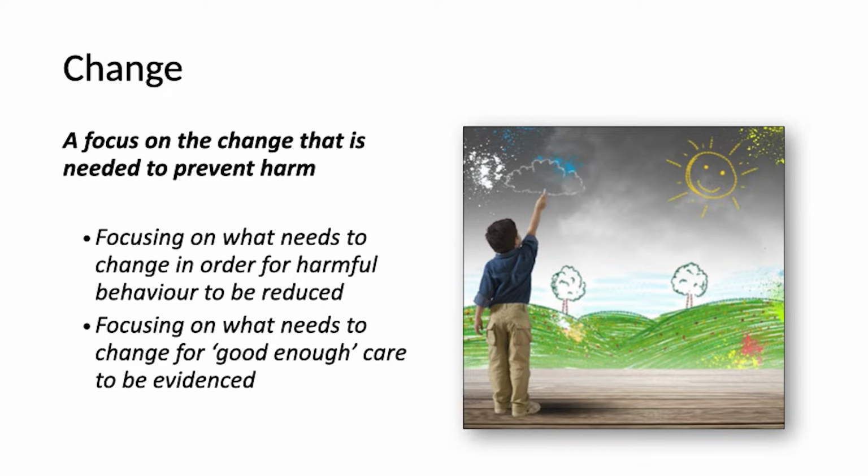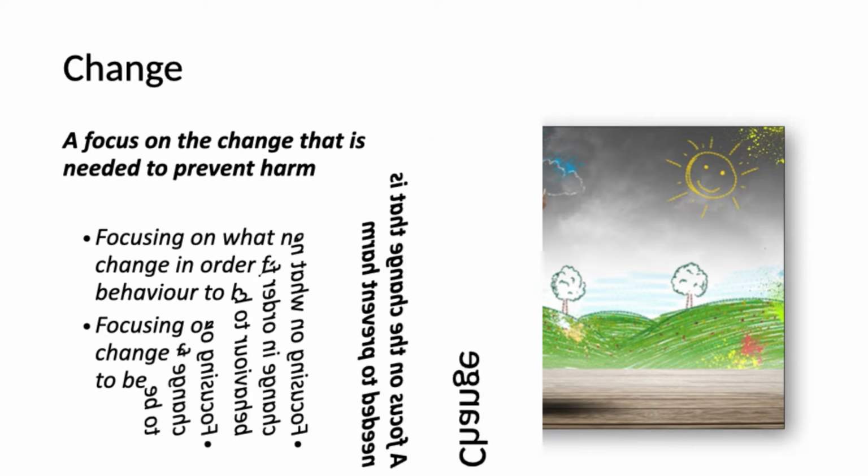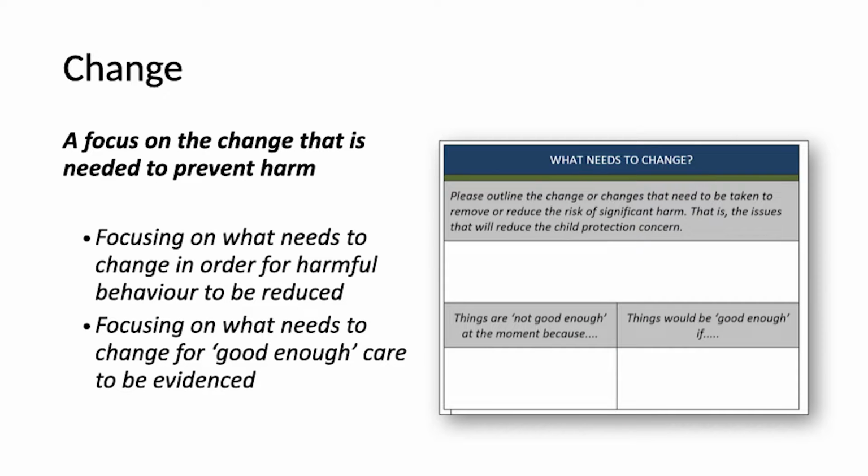We need to be very clear about what needs to change. This change will be what is necessary to reduce the risk of significant harm. In this training, we will focus on writing a statement of change. This is a statement of the outcome desired in the case to reduce the likelihood of significant harm.